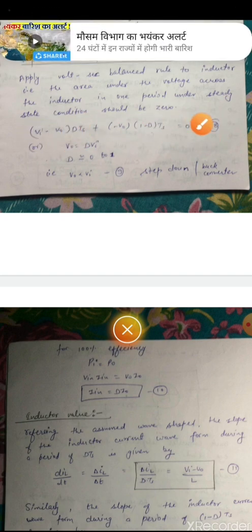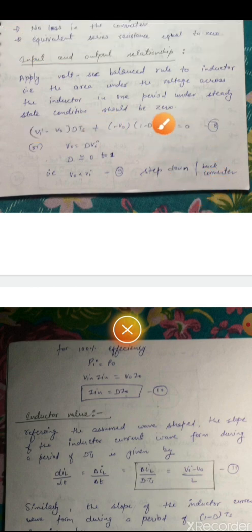Solving this equation, we get V naught equals D Vi, where D is the duty cycle, which you can also denote by alpha, with D from 0 to 1. So whatever D you apply from 0 to 1, you will always get a lesser voltage than Vi. V naught is always less than Vi because D is from 0 to 1. So it is a step-down, or buck, converter.